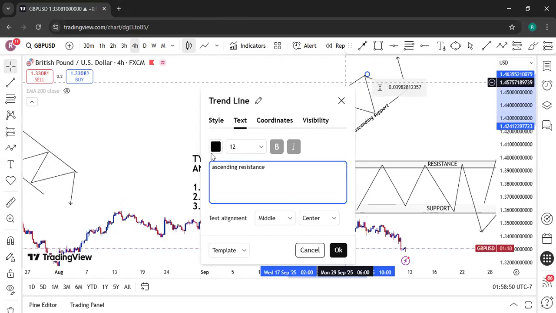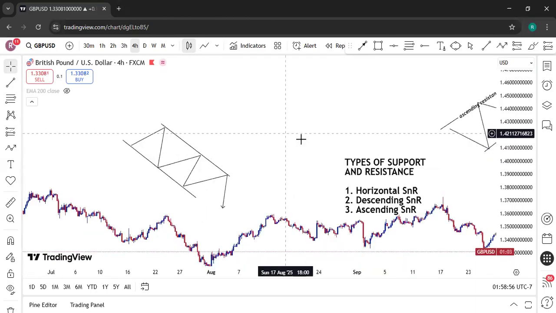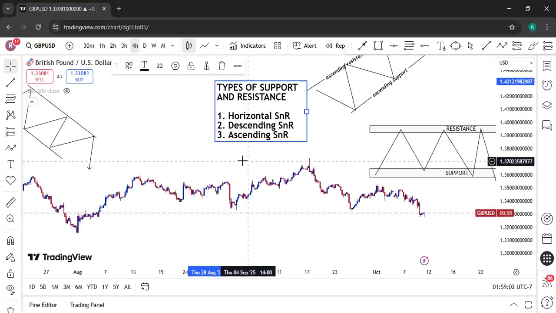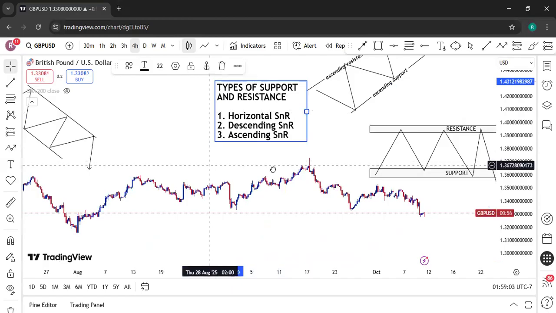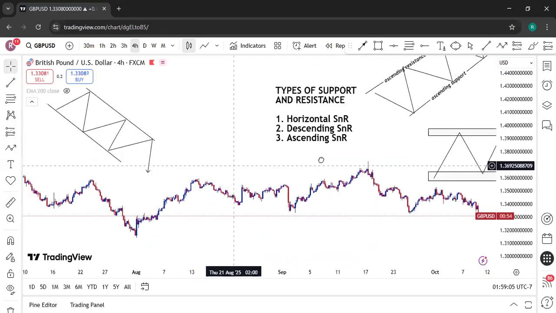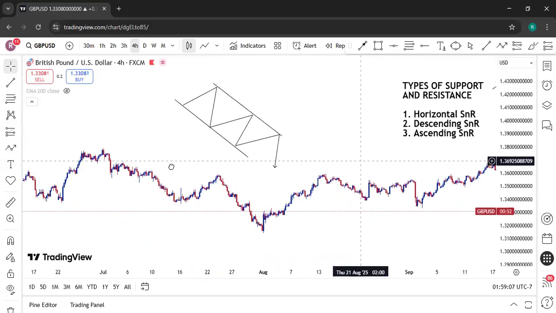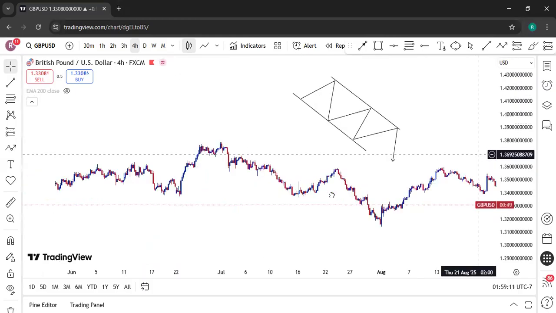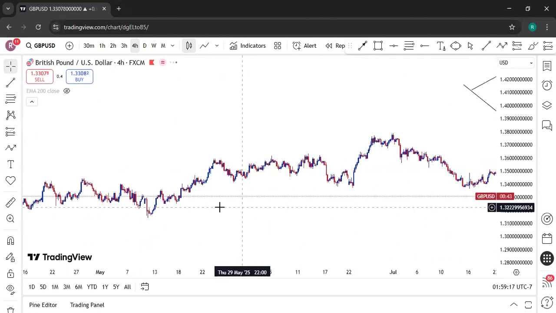The same with this one, but let's go straight into the chart so we can look out for all of these types of support and resistance that I have just mentioned here. So we're starting with the first one, which is the horizontal support and resistance. Let's look for a clear example of that on this chart. This is the GBP USD price chart, the 4-hour time frame.